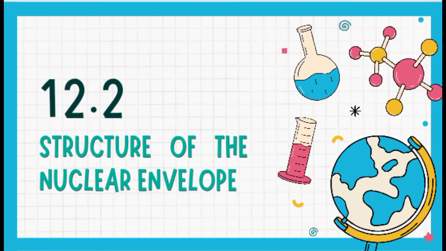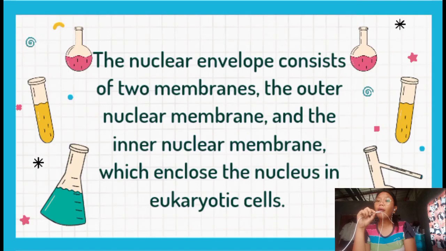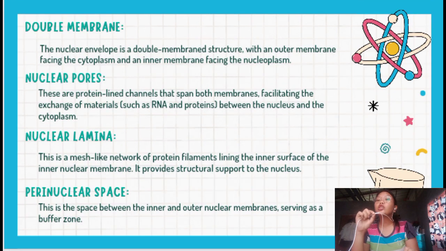12.2 Structure of the nuclear envelope. The nuclear envelope consists of two membranes, the outer nuclear membrane and the inner nuclear membrane, which enclose the nucleus in the eukaryotic cell. Here are the key features, including the double membrane. The nuclear envelope is a double membrane structure, with an outer membrane facing the cytoplasm, while the inner membrane faces the nucleoplasm.